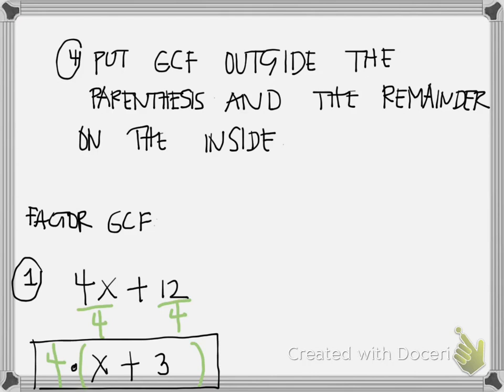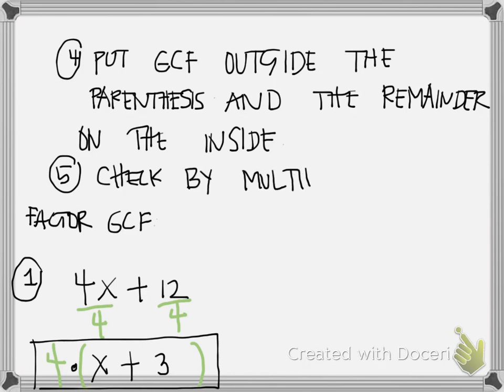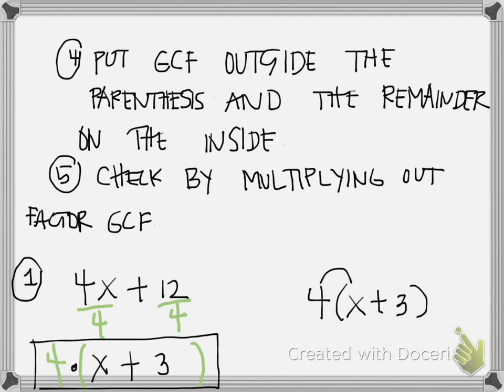You always can check yourself. Check by multiplying out. Okay, so 4 times x plus 3. To multiply this, we would say 4 times x, which gives me a 4x, and then 4 times 3, which gives me a 12. And that's correct.